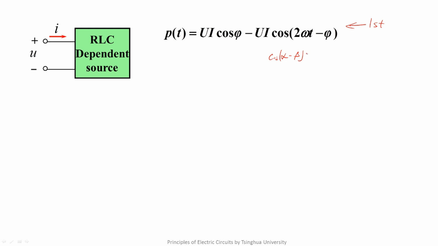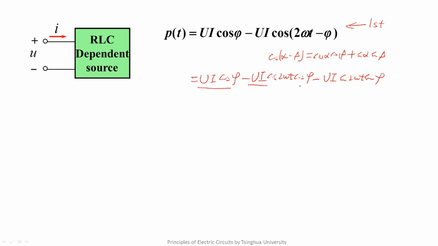That is, so the above item can be written as we can merge the part of UI cosine phi, and we get the second expression about the instantaneous power. We draw the waveform of the second expression that is like this.